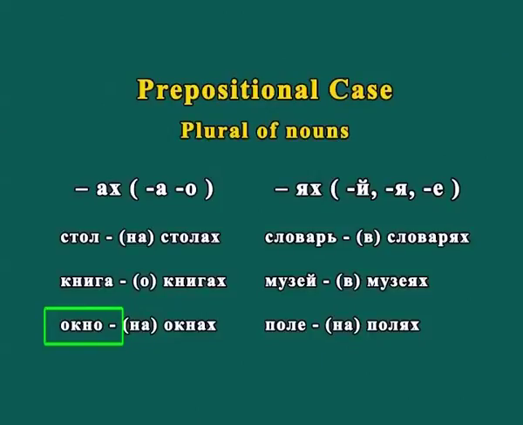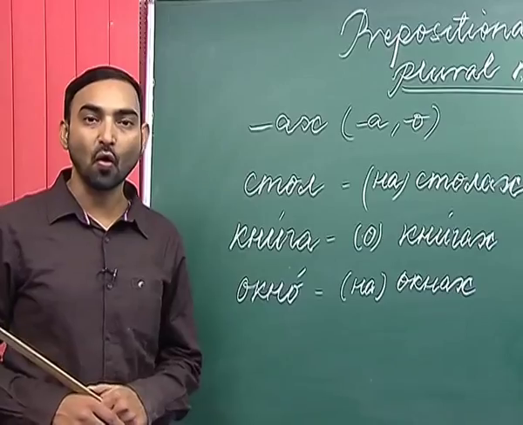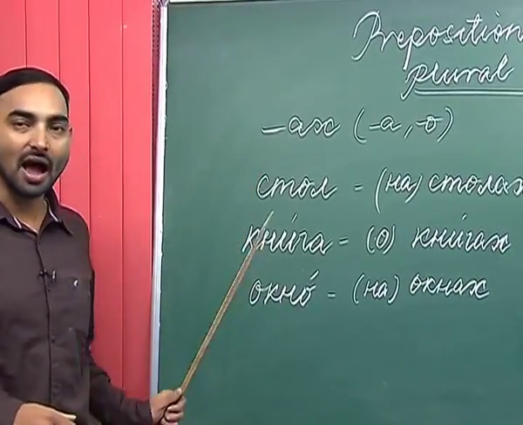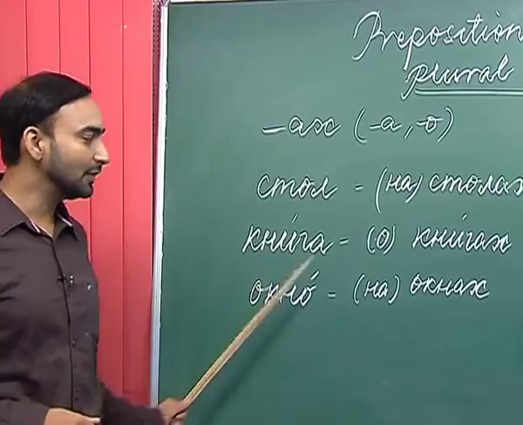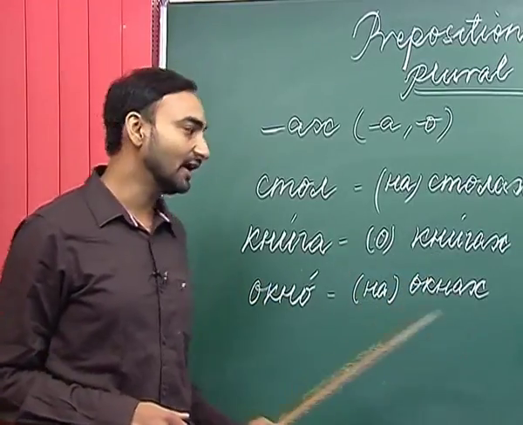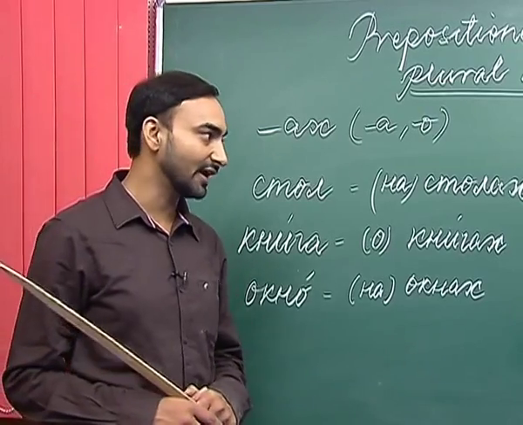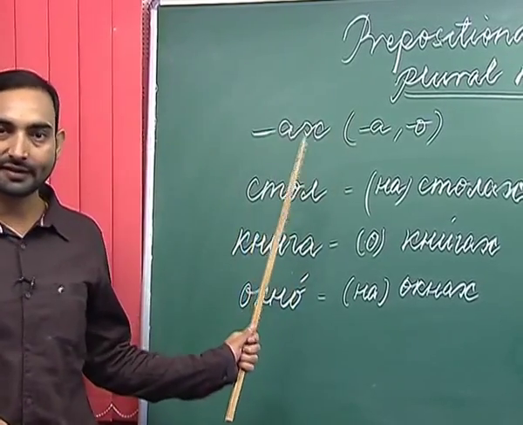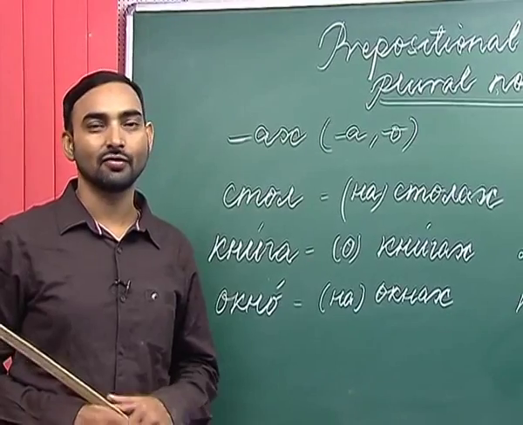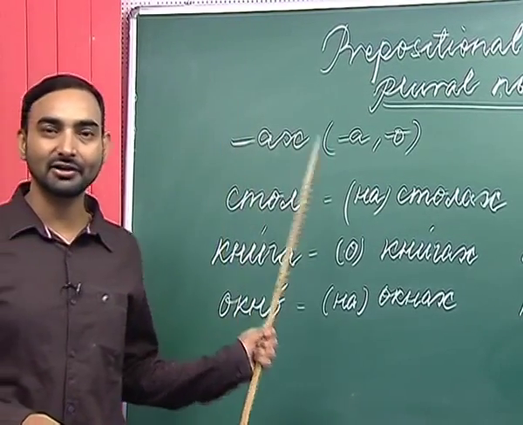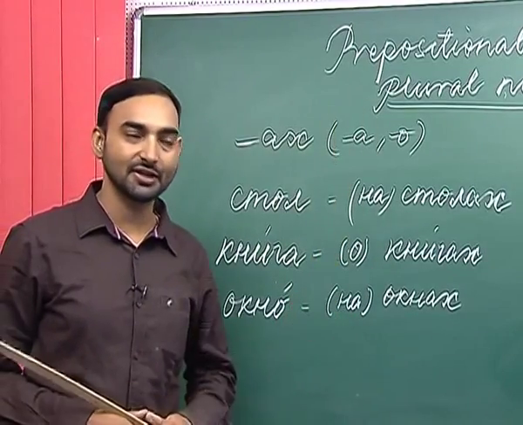Similarly, okno. Okno ends in o, which is again a hard vowel. So, it is also a hard ending noun. So, in plural, in the prepositional case, it will change into oknach. So, again we are adding ach to it to get its plural form in the prepositional case. So, if the noun is a hard ending noun, we add ach at the end to get its plural form in the prepositional case.